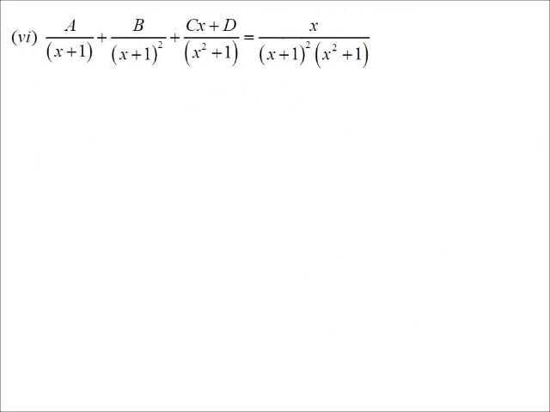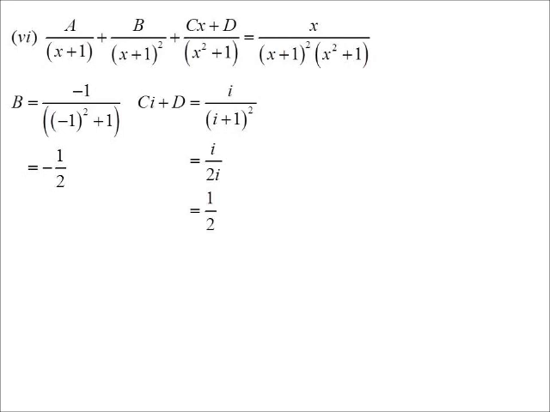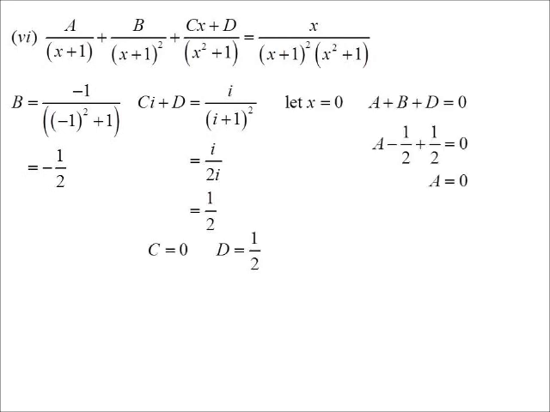Okay, then we had this one, because x plus 1 squared is the higher number. So it's the b we cover up. Now we look at the cx plus d, cover that one up, and we'll substitute in i. And so equating real and imaginary. And now to work out a, it's the only one left, so let's use a little bit of algebra. a plus b plus d is 0. a turns out to be 0.